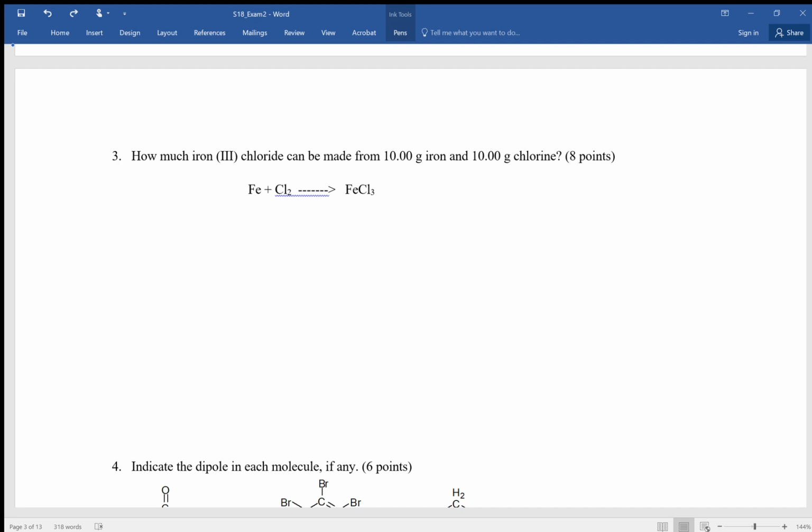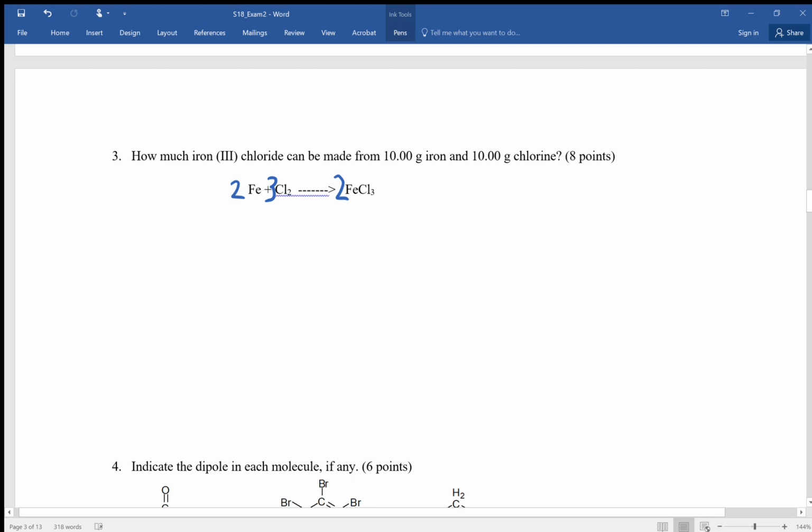But before we can get into any calculations, we should make sure that the equation is balanced. And as we can see, there's 2 chlorines on the left, 3 on the right. That tells us the equation here is not balanced. So if we go through the process of balancing, in order to balance the chlorines, we need 3 chlorines on the left, 2 iron chloride on the right, and therefore we're going to need 2 iron to balance that.